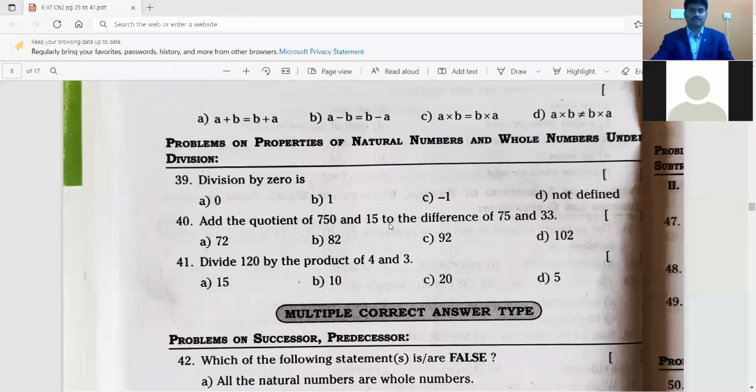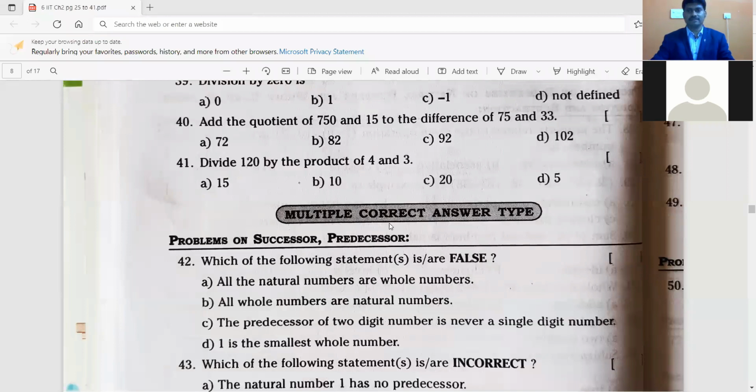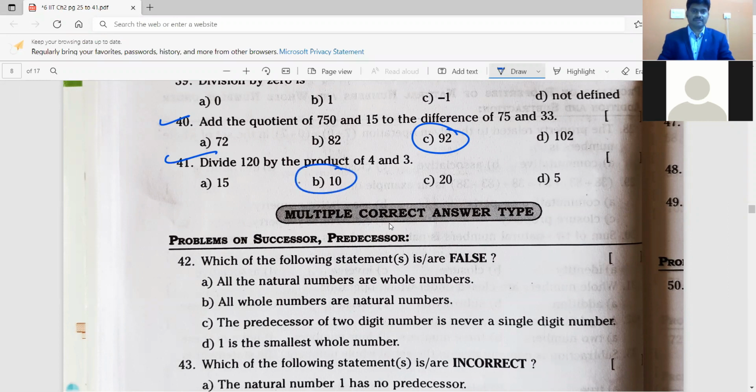So these are the questions we have done now, 40 and 41. 40, option C is correct. And 41, 10 is correct. Okay, no? Like that. Next.